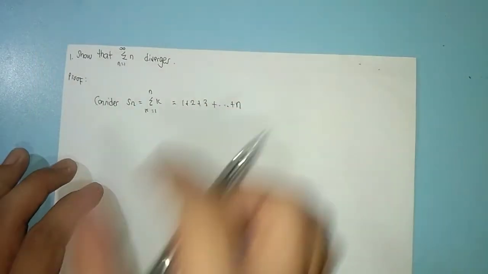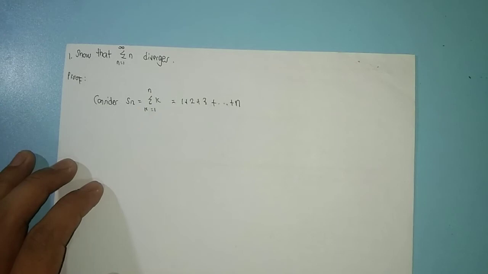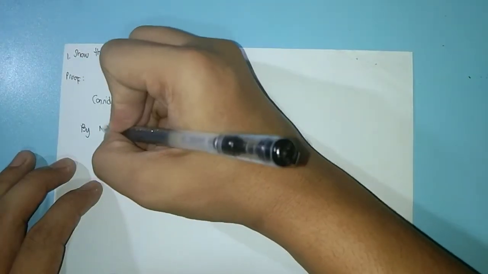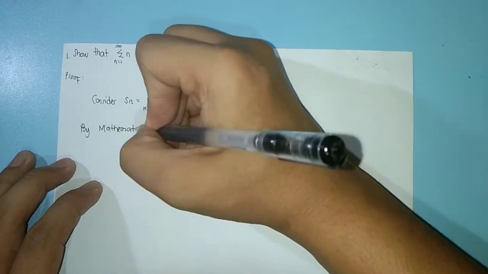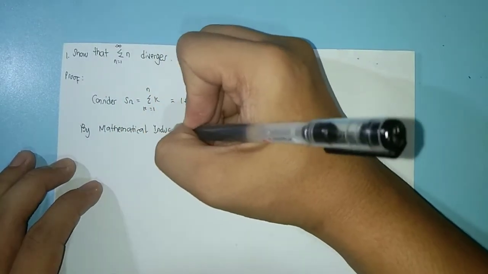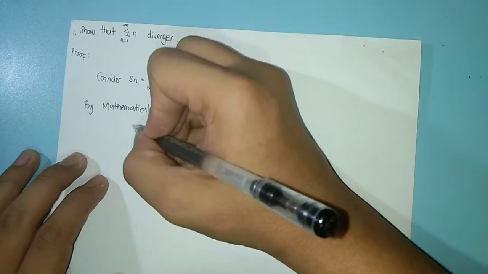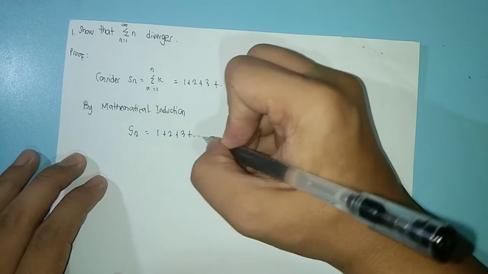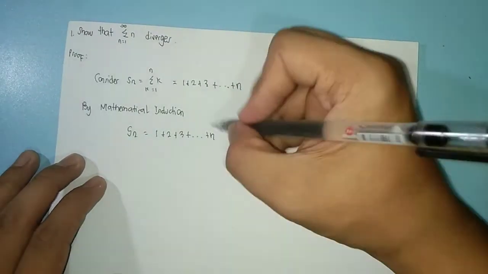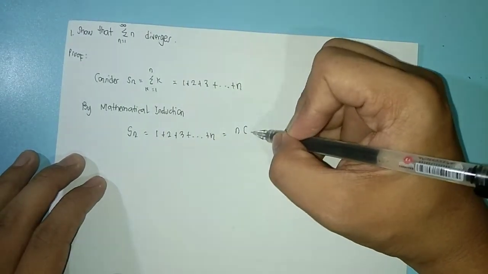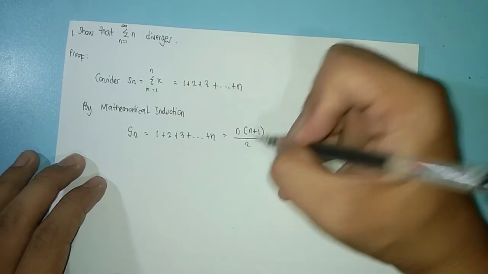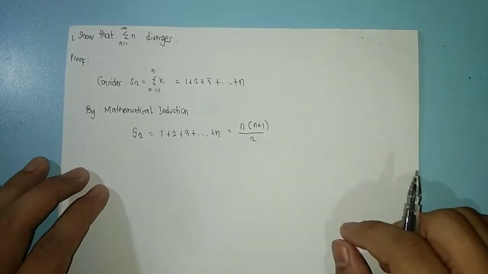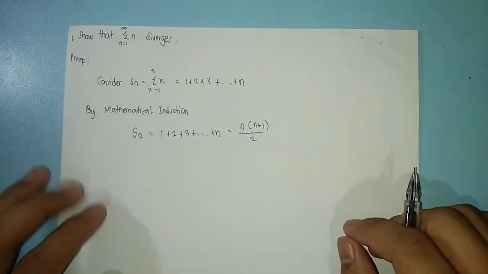Okay? So if you remember this from number theory, we proved by mathematical induction that S sub n, which is equal to 1 plus 2 plus 3 plus up to n, is equal to n times the quantity n plus 1 all over 2. So you can still check, you can prove it by mathematical induction in your algebra or number theory.